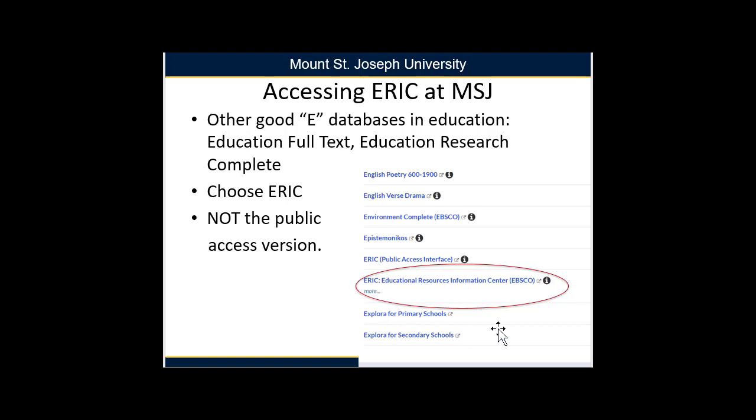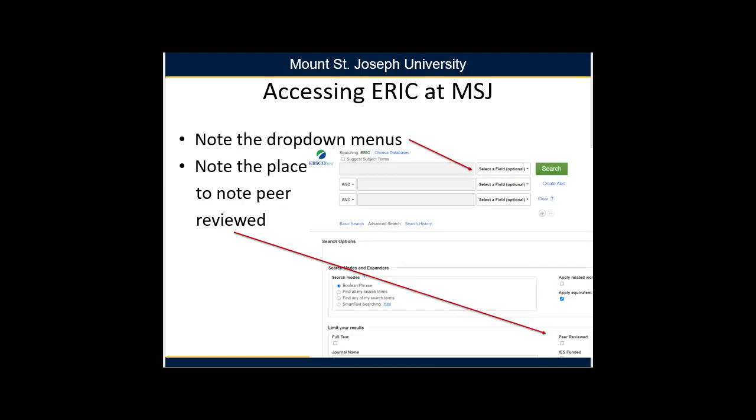Other good E databases in education are Education Full Text, Education Research Complete. Note, you do not want to use the public access version of ERIC. That one is not as complete in terms of research articles as the regular ERIC, Educational Resources Information Center. So once you click ERIC, the search menu for ERIC will pop up.